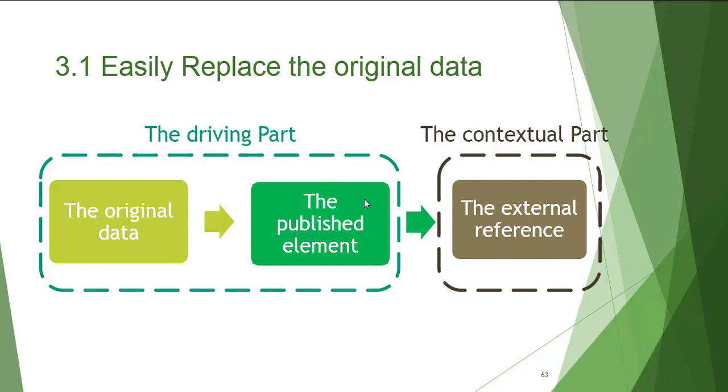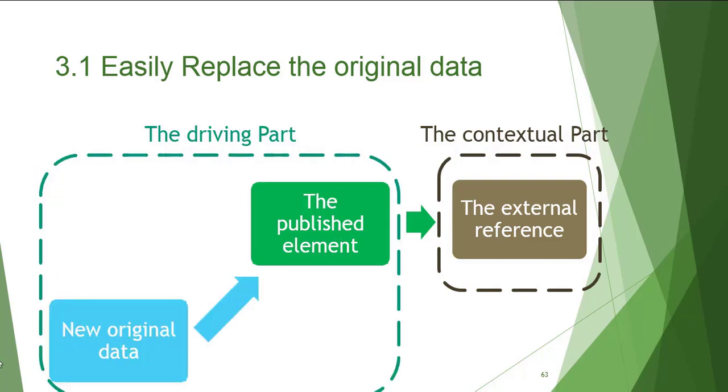Now what I mean by easily replacing the original data is, I want to have a new original data for the same published element. I want to have a new original data for the same shortcut and keep the external references linked to this shortcut. I don't want to touch the link of the contextual part. I just want to give a new original data to the same shortcut or the same published element.